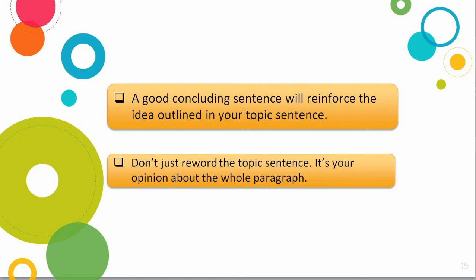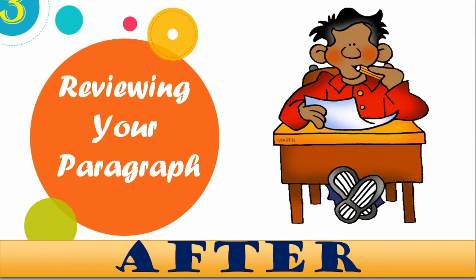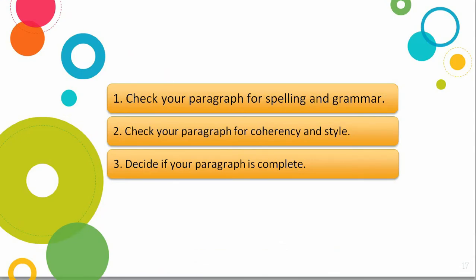So the last step is reviewing your paragraph. If you have finished your paragraph, what should you do next? You have to review your paragraph. If you have missing words, or spelling or grammar mistakes and so on, you have to check them. Then you have to check your paragraph for coherence. Coherence is the main idea of writing a paragraph. Then you have to decide if your paragraph is complete or not.